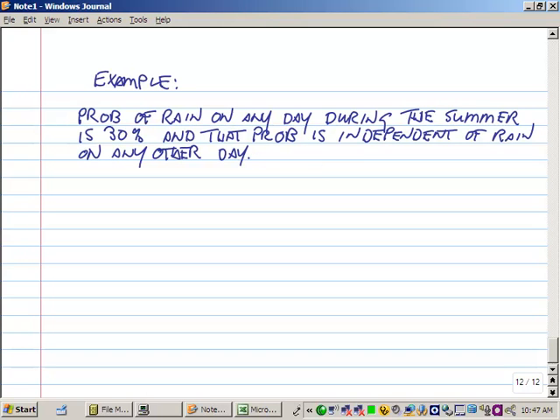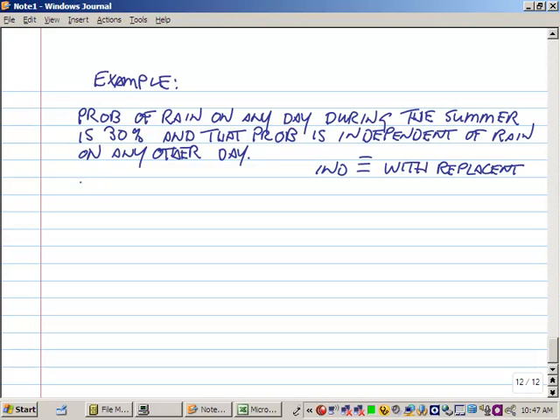Independence in this scenario will be equivalent to sampling with replacement in a very crude sort of way. Okay? That is, just like a coin toss, the probability of getting rain tomorrow is independent of getting rain today, just like the probability of getting a head on the second toss is independent of getting a head on the first toss. Okay? That of course may not be true, but we're going to assume this is true, and especially true during the summer.